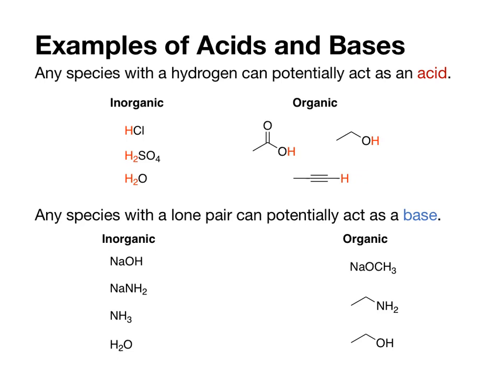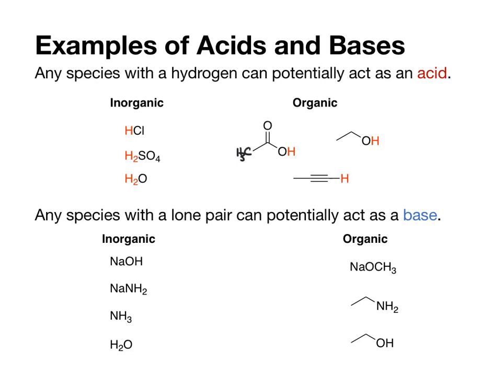Now there are certainly other protons in these molecules. For example, in this first one, we have a CH3, but in general, we're going to be looking for the most acidic proton. And we're going to learn how to qualitatively analyze molecules for acid strength to pick the most acidic proton. But if it has a proton, it can potentially act as an acid.